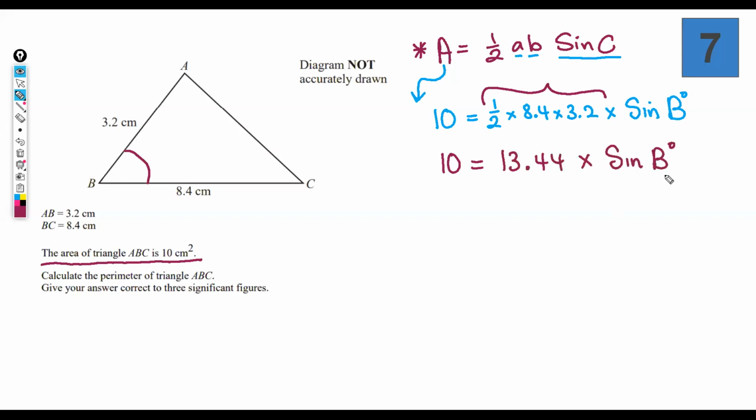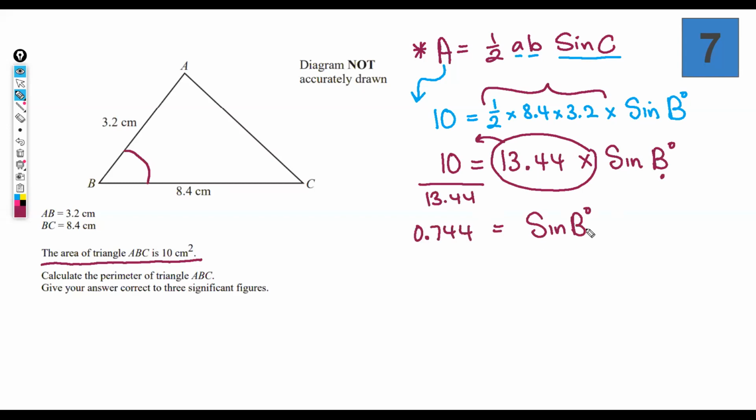Now remember, we want to find B. So let's transpose to find B. Let's throw across 13.44 first. It's a multiply, so throw it across and it becomes a divide. All right, so let's divide 10 divided by 13.44. We're going to get something pretty nice, 0.744.